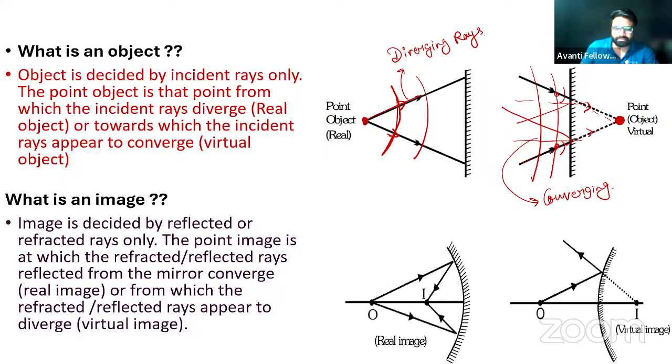For example, like this. If you can see here, this is an object. This is a real object because the incident ray is diverging from this. So when the incident ray diverges, a real object is there. After that, here the reflection is taking place. This is the reflected ray and this is also a reflected ray. I have told you where the reflected rays appear to meet.